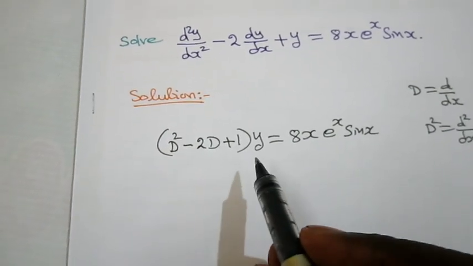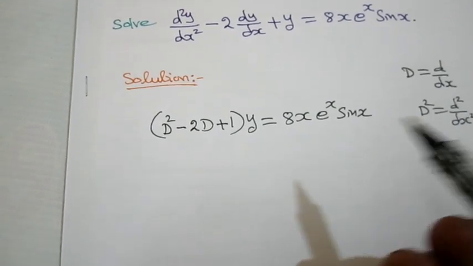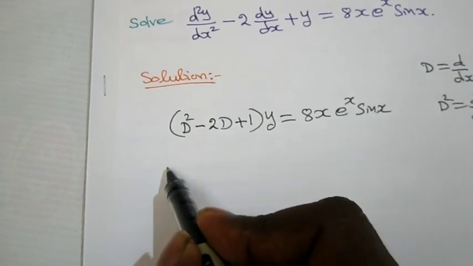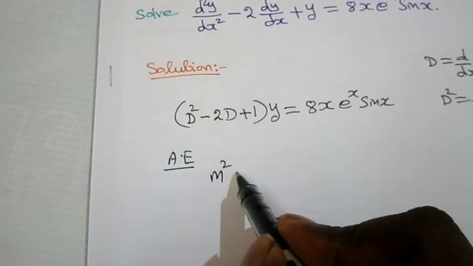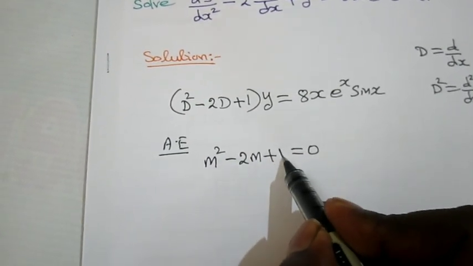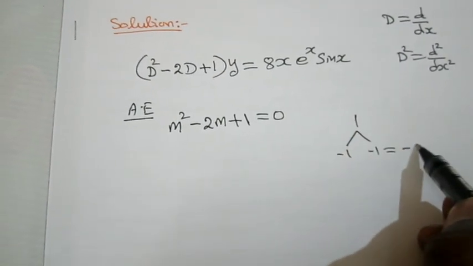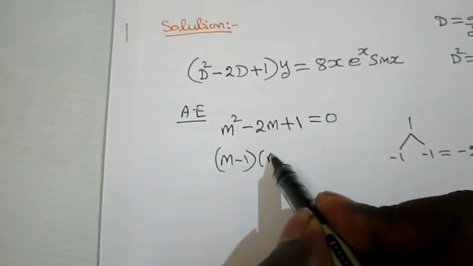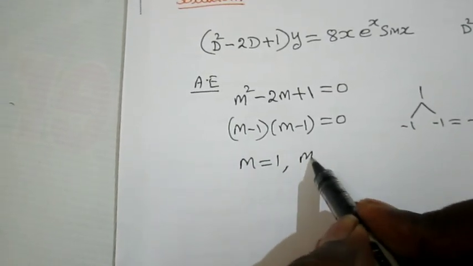Now to find the solution, first I want to find the complementary function, and then we have to find the particular integral. For that I am going to write the auxiliary equation. So the auxiliary equation is replacing D by m. So m square minus 2m plus 1 equal to 0. This 1 can be written as minus 1 into minus 1, and plus 1 adding these two gives minus 2 here. So that it is m minus 1 into m minus 1 equal to 0. So m equal to 1 and m equal to 1.